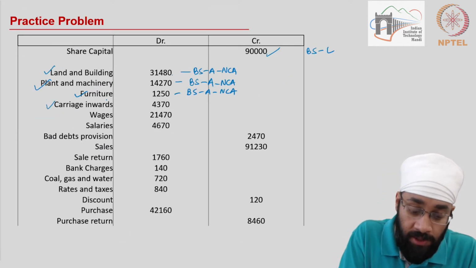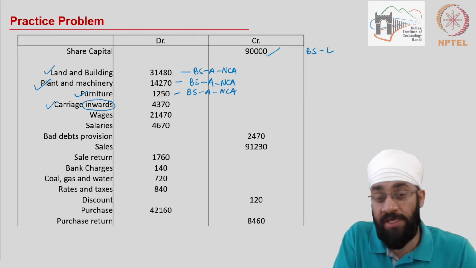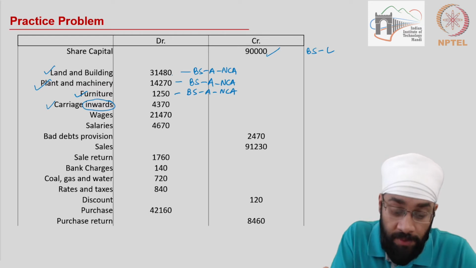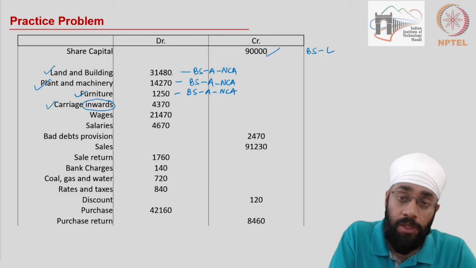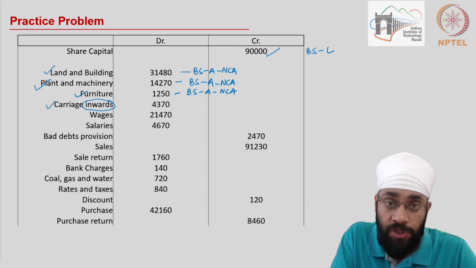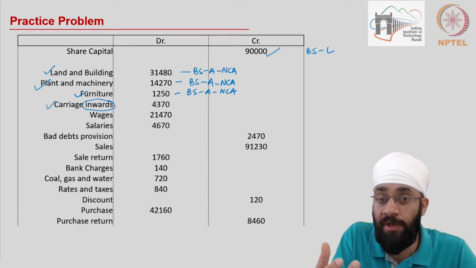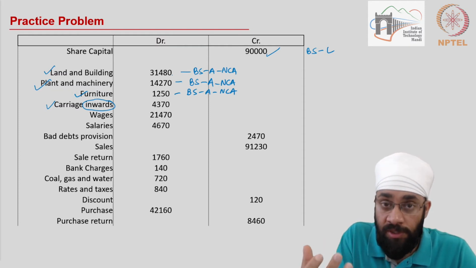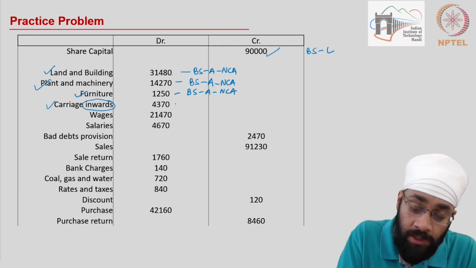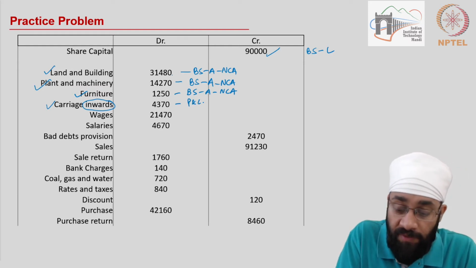Carriage inward. Now the direction of the goods is inwards, which means this company is purchasing the goods from a vendor. When you are purchasing the goods from a vendor, you are paying transportation on it as well. So this is relating to purchase of raw materials. So this is going to go to the trading account, the first section in the income statement. So this will go to profit and loss account, but this will go to the trading account within this account.